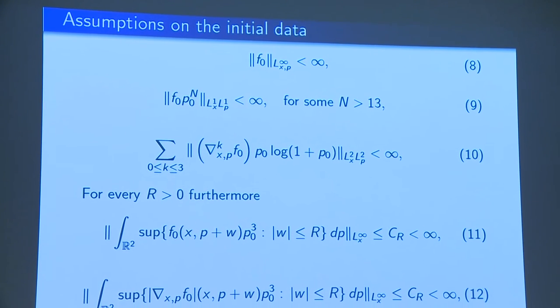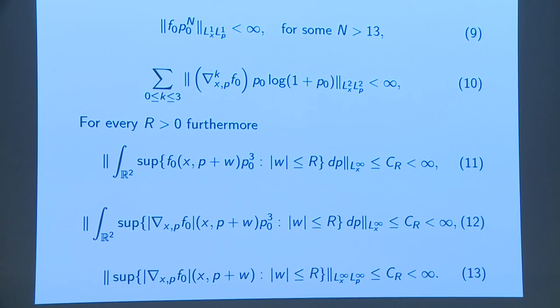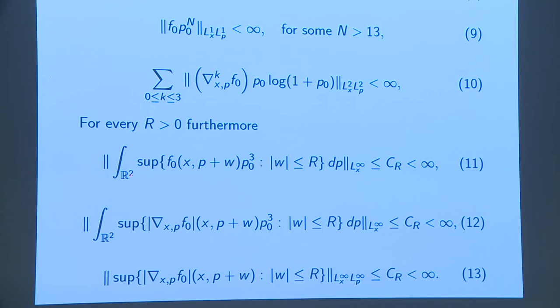And then you have these funny variation assumptions. I want to explain where they come from and why you use them. For every r, you have the L infinity norm in x of the integral in dp of the sup of the variation of f0 near p, in w less than or equal to r, and that's bounded by a constant that depends on r, for every single r. And you have a similar assumption for the gradient in x and p of f0, and for the gradient in x and p of the L infinity norms.